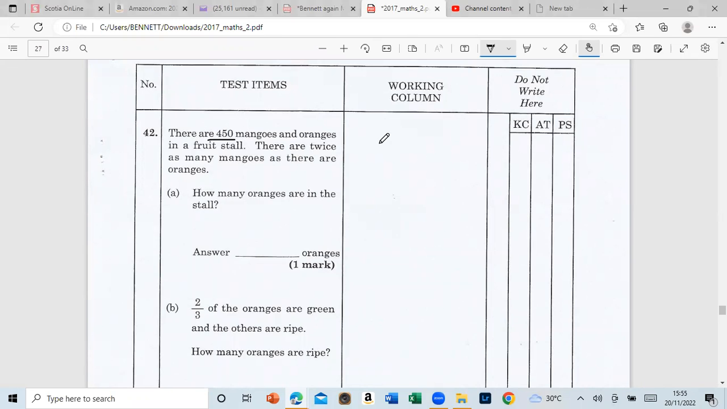So we know that, but it also gives us another piece of information. There are twice as many mangoes as oranges. So we're gonna call oranges X and mangoes would be twice it, so that's 2 times X. And they told us that the sum would be 450. So this is how we're gonna find out the oranges. X represents oranges, alright? Gonna write a little statement: let X be the number of oranges.